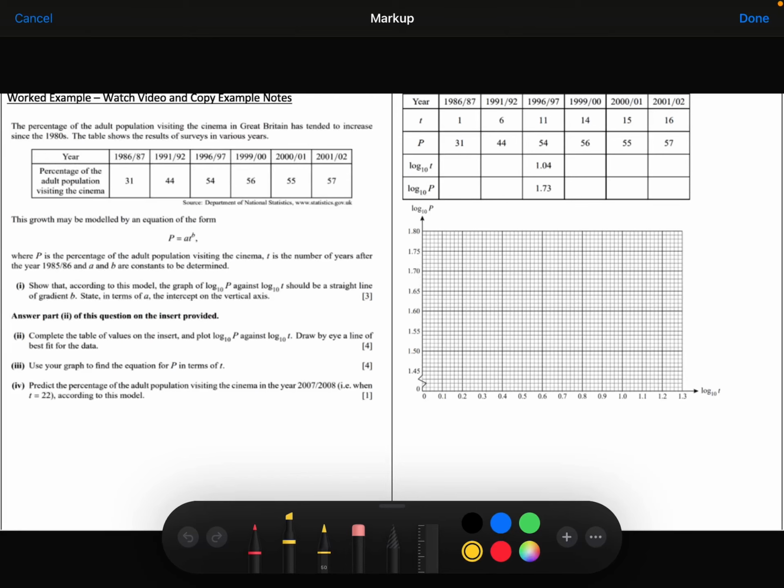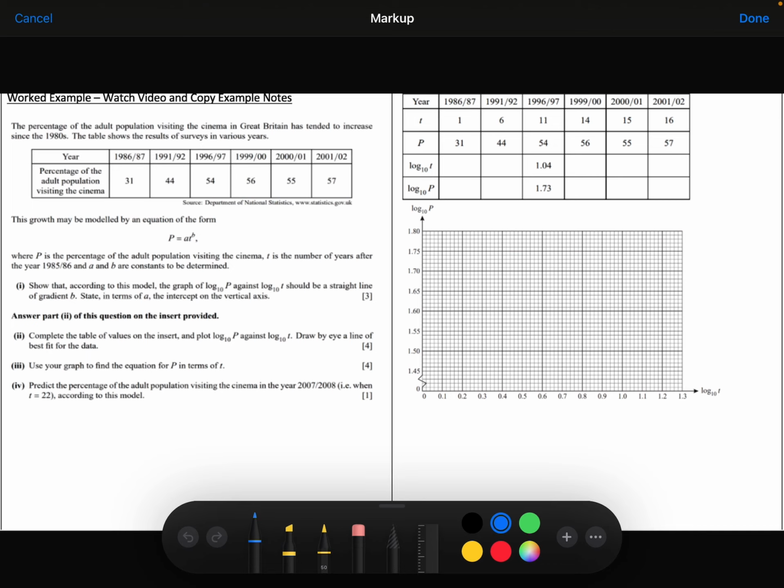The percentage of the adult population visiting the cinema in Great Britain has tended to increase since the 1980s. The table shows the results of surveys in recent years. The growth may be modelled by an equation of the form P equals A T to the power B, where P is the percentage of adults visiting the cinema, T is the number of years after the year 1985-86, and A and B are constants to be determined.